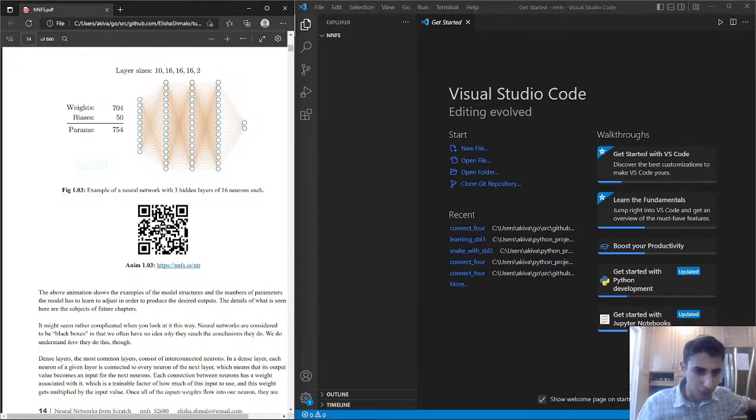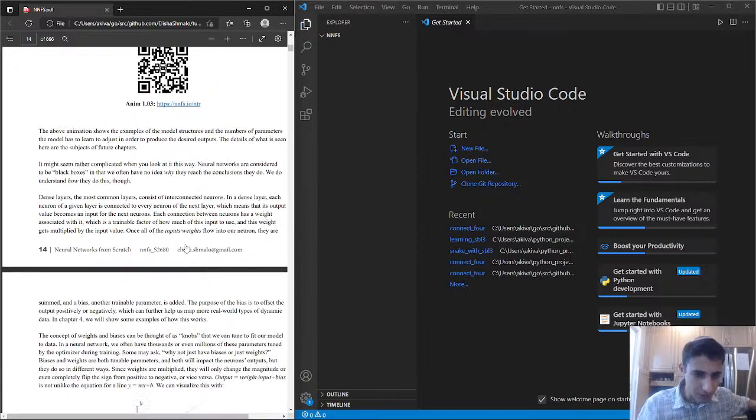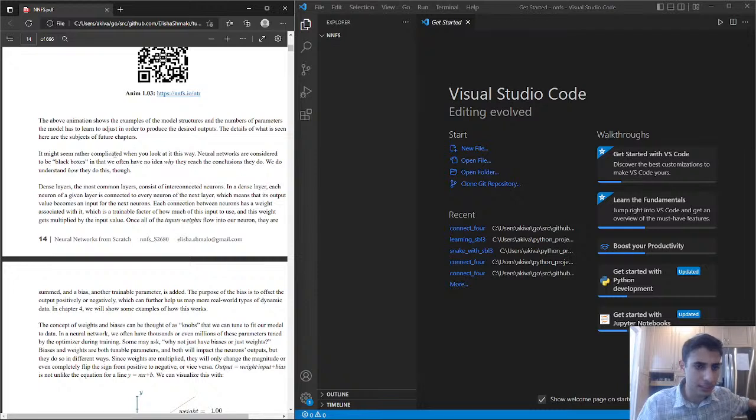By the way, look at how cool this barcode is. It's got connections over here. I've never seen that before. That's interesting. Anyway.